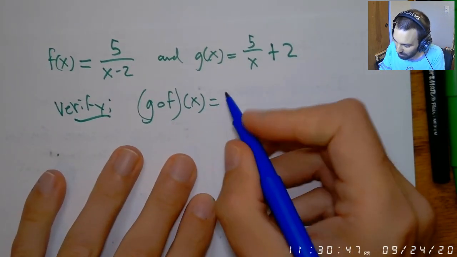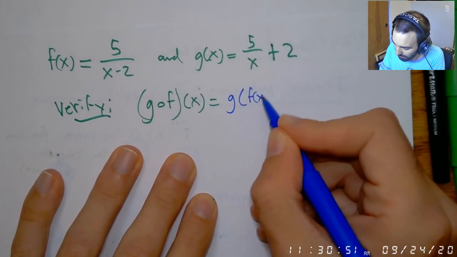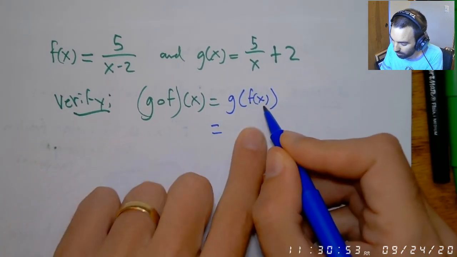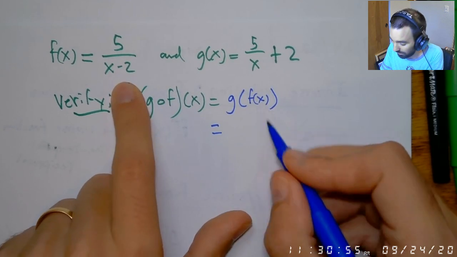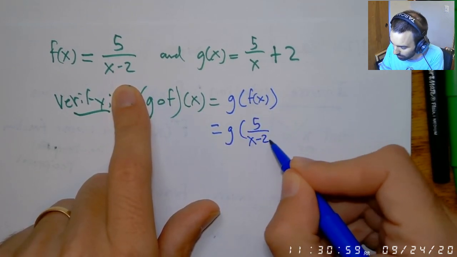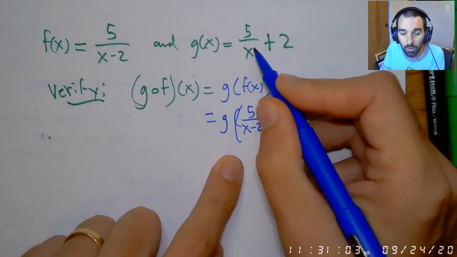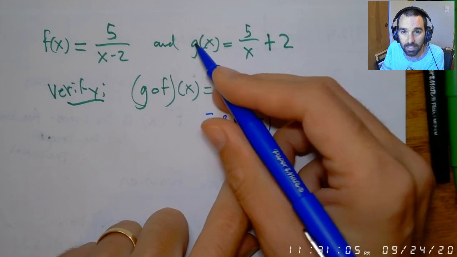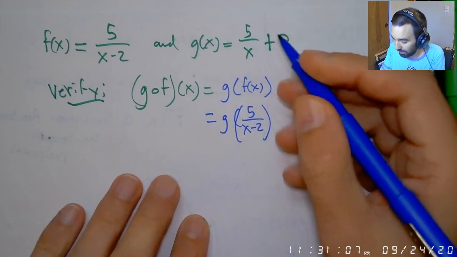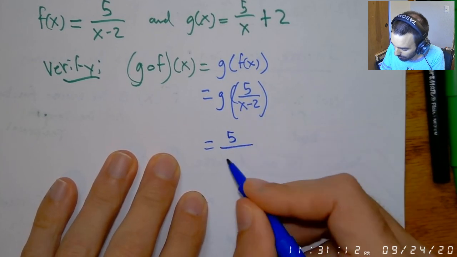So this really is g of f of x. The first thing I'm going to do is ask, what is f of x? F of x is this. So this is really g of 5 over x minus 2. And then everywhere I see an x in g of x, I'm going to plug this in. So I'm going to get 5 over, and then my new input.